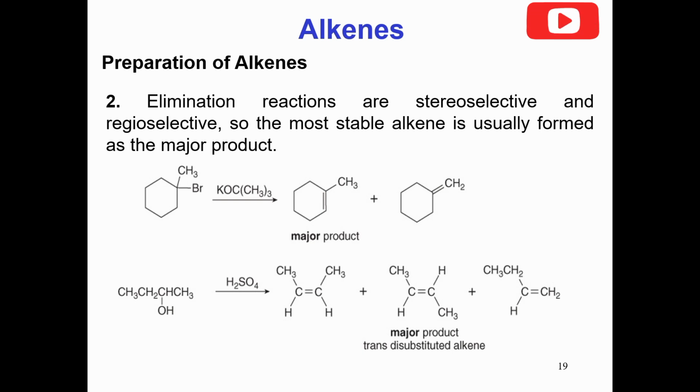When alcohol is dehydrated, the major product is the trans isomer. Cis is not stable and cannot be isolated. Remember, in the previous slide, we talked about how trans isomers are more stable than cis isomers.